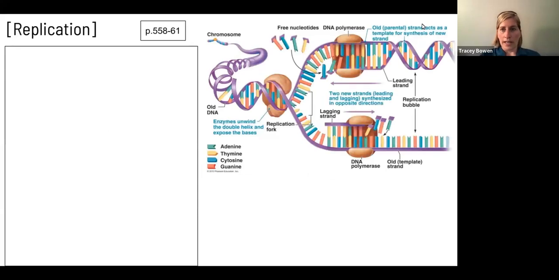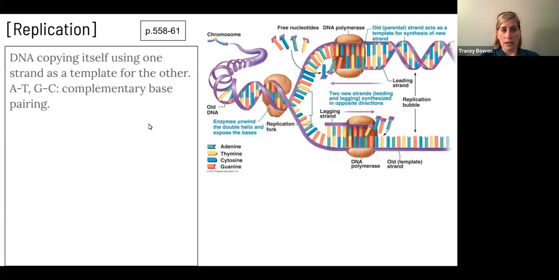So DNA replication is a pretty complicated process. If you're SL, you don't need to know too much about it. DNA replication is for copying itself, and it's going to use one strand as a template, and the other strand is going to be copied onto it. This is called semi-conservative replication. And complementary base pairing is going to be happening, which means A's and T's are going to join together, and G's and C's are going to join together.